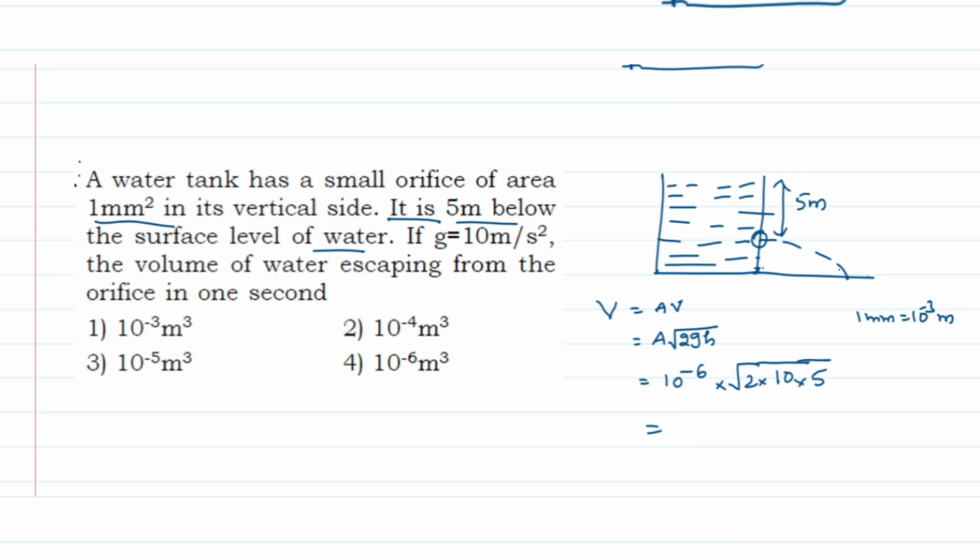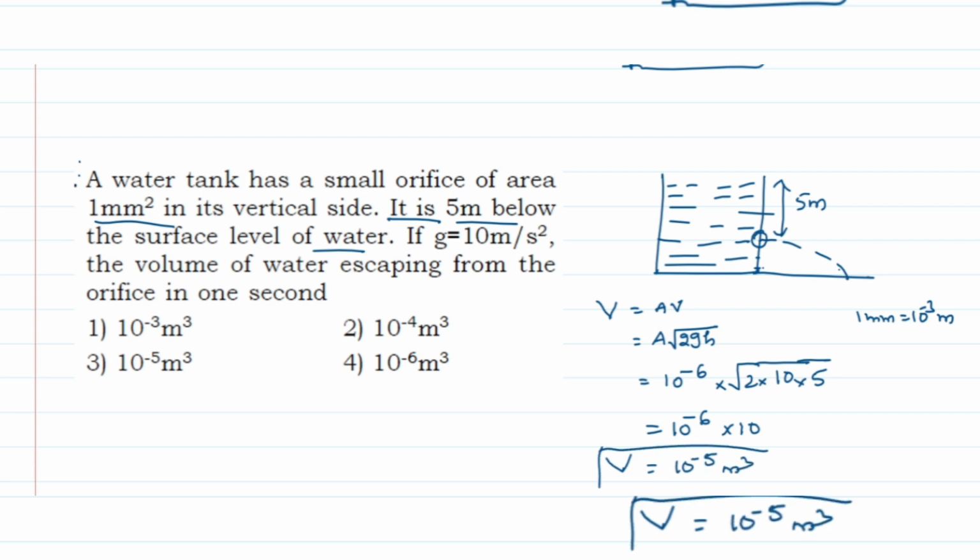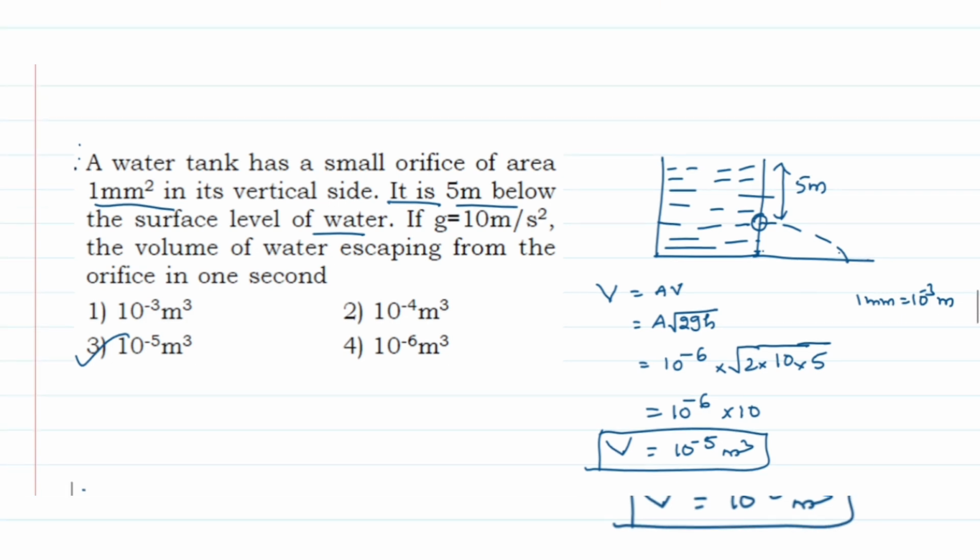When you are simplifying this, 2 5s are 10, 10 10s are 100, root over 100 means 10, you will be getting 10 power minus 6 into 10. So the answer will be the volume of the fluid which is escaping from the orifice, V equal to 10 power minus 5 meter cube. This will be the correct answer. Look at the next question.